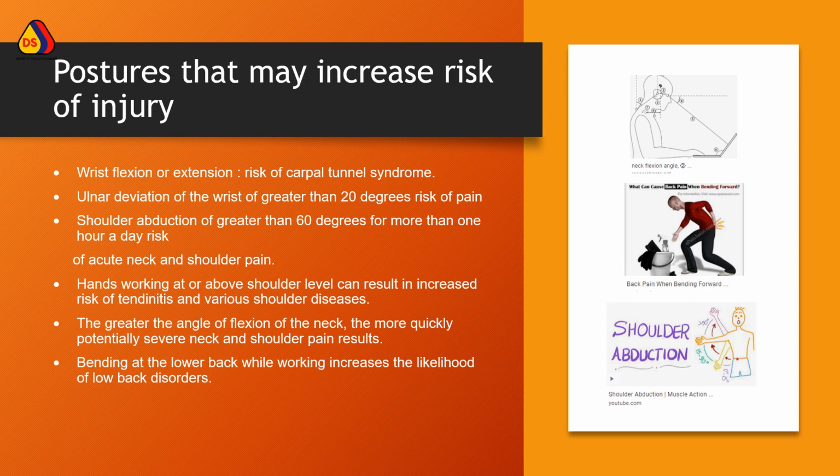Prolonged and excessive flexion of the neck, such as when looking down at a screen for extended periods, known as text neck, can lead to potentially severe neck and shoulder pain. This can result in musculoskeletal strain and discomfort. Bending at the lower back while working, especially with poor posture and heavy lifting, increases the likelihood of low back disorders. This posture can strain the lumbar spine and supporting muscles, leading to acute or chronic back pain and a higher risk of herniated discs or other back-related conditions.